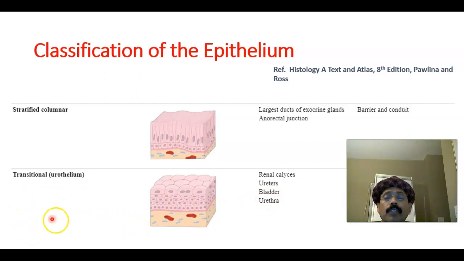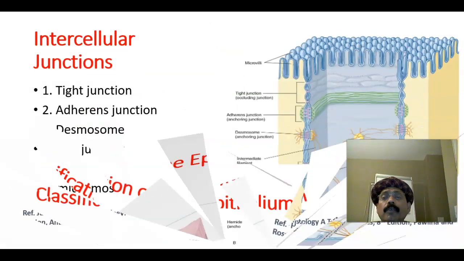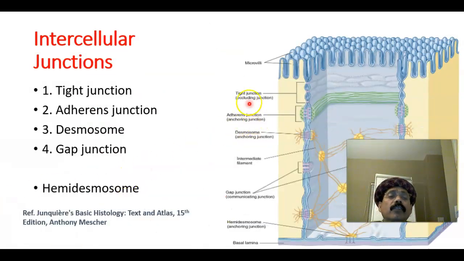Okay, we got the lining epithelium, where we'll get the transitional epithelium. We'll go to the intercellular junctions. There are junctions between two epithelial cells, like the tight junction, called zonula occludens here. The tight junction regulates the flow of fluid between the cells. Adherens junction, also called zonula adherens, has some actin filaments here.